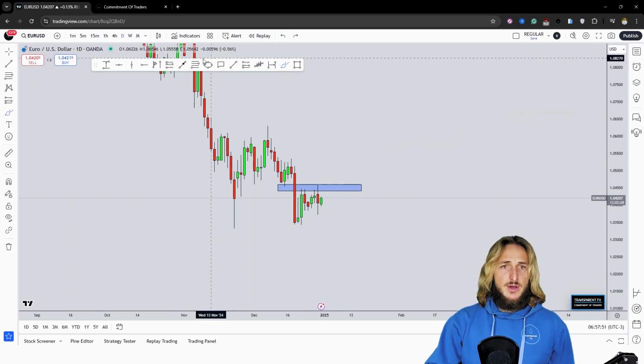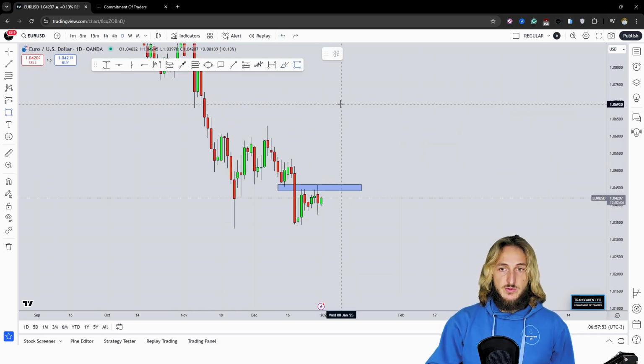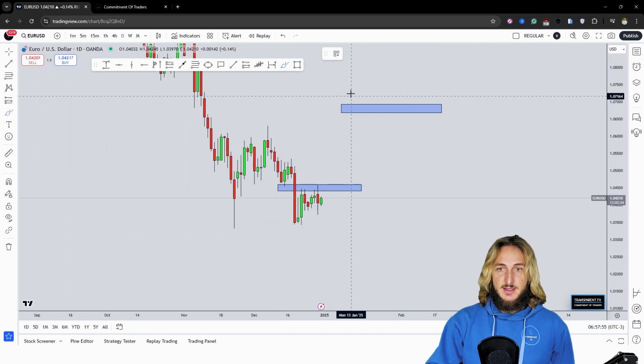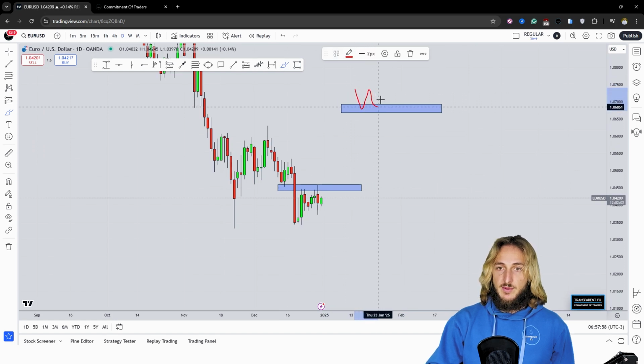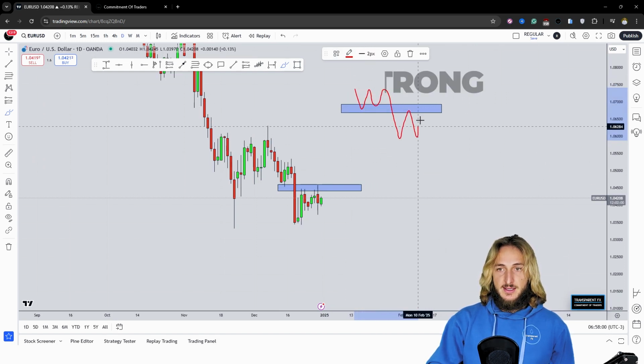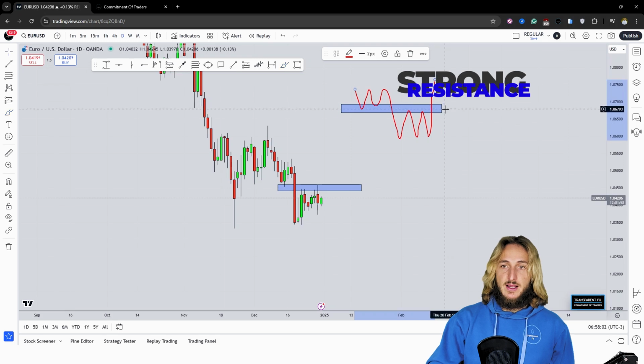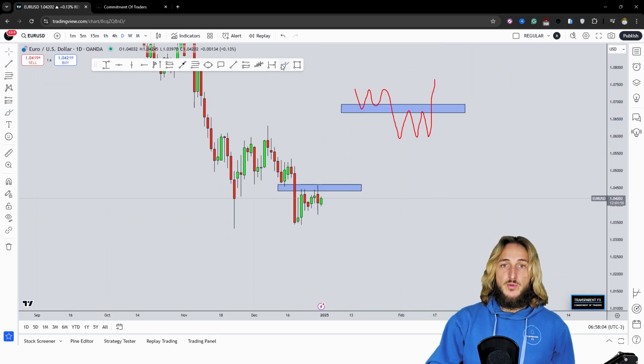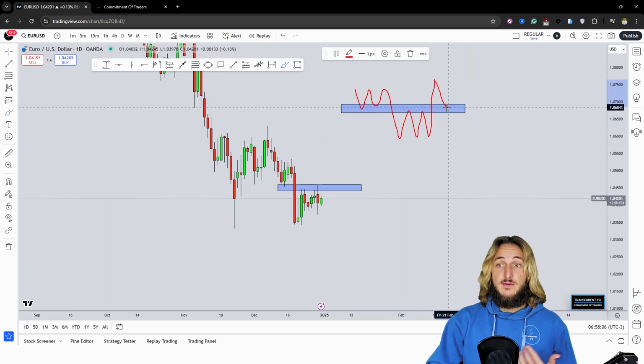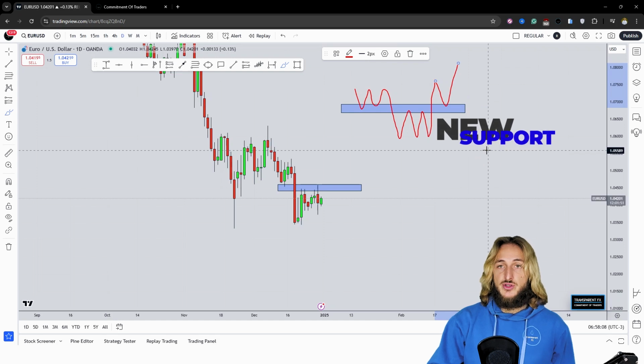Now, when you have such a level of structure, as we know in the market, which was respected previously as support, then the market breaks below it, it starts acting as resistance. If the market then breaks back above, at that point, what you would naturally expect is for the market to go and test that zone and then reject to the upside.